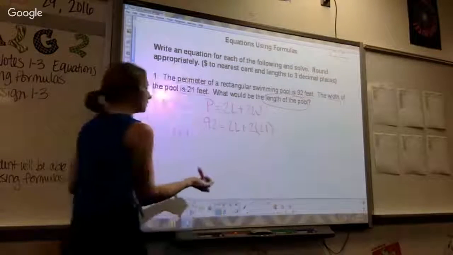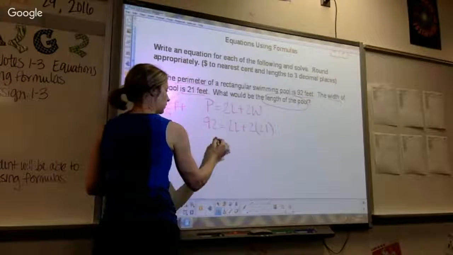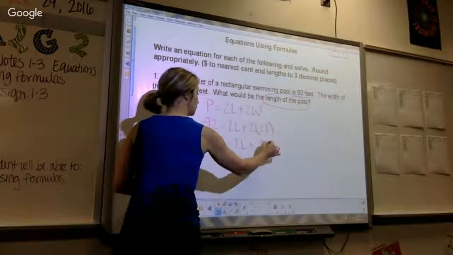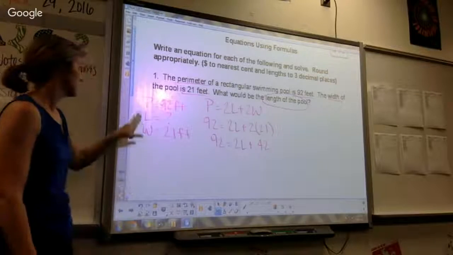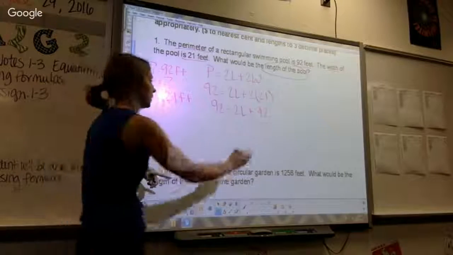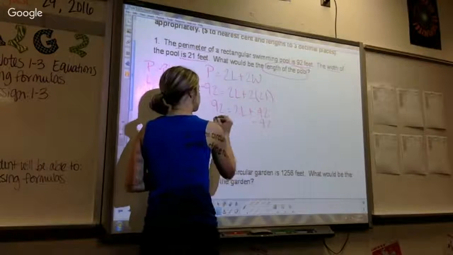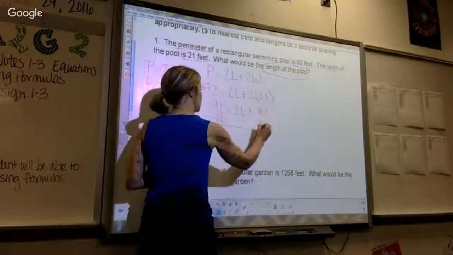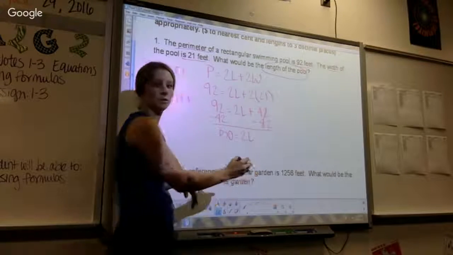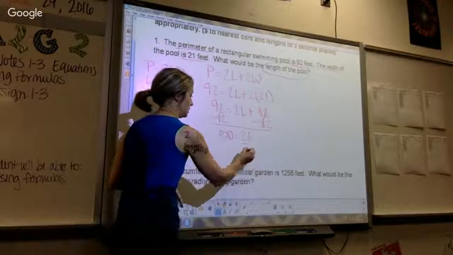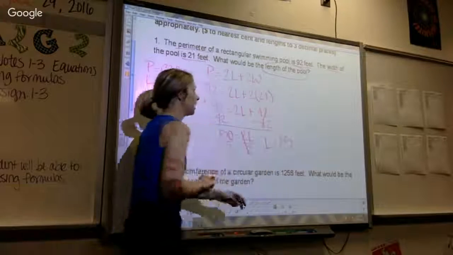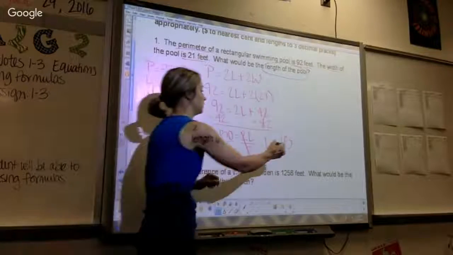So I'm going to go ahead and multiply these together. So that's 92 equals 2L plus 42. And you're solving an equation like what we were doing last week. So we're going to subtract 42. So you end up with 50 equals 2L. So then you would divide by 2. And so your length equals 25. Make sure you label in feet.